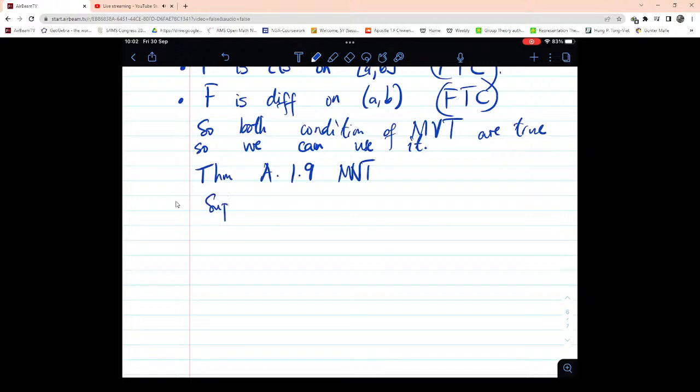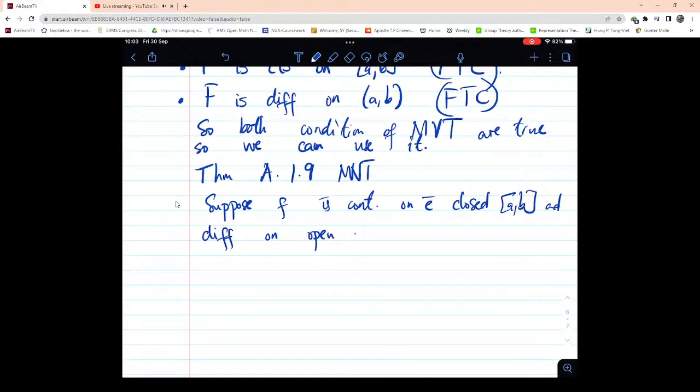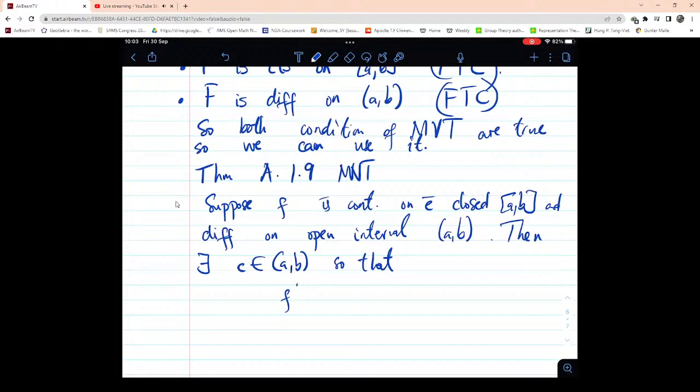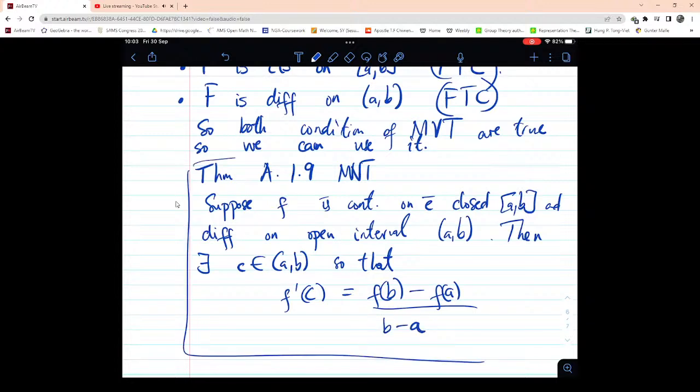So it says, suppose you've got a function f which is continuous on the closed interval AB and differentiable on the open interval AB, then there exists some C such that f prime of C is equal to f of B minus f of A over B minus A, right? So this is the MVT.